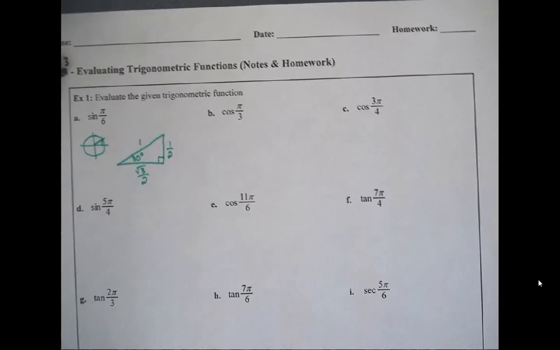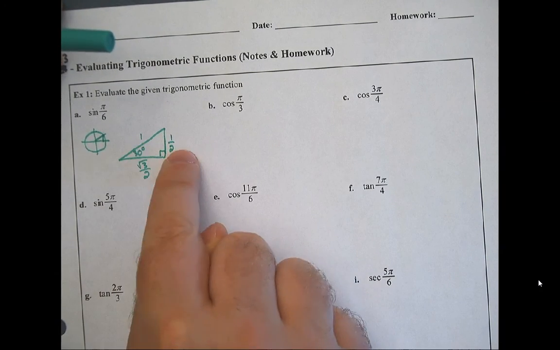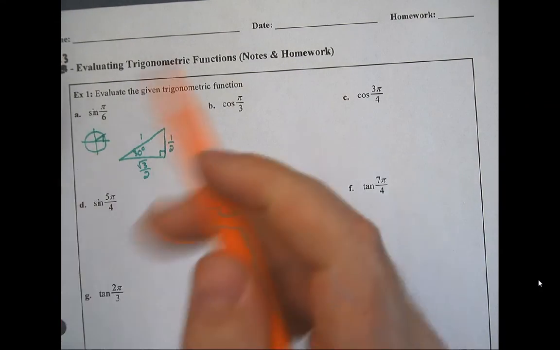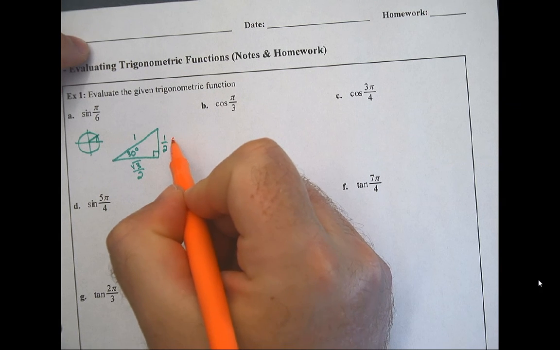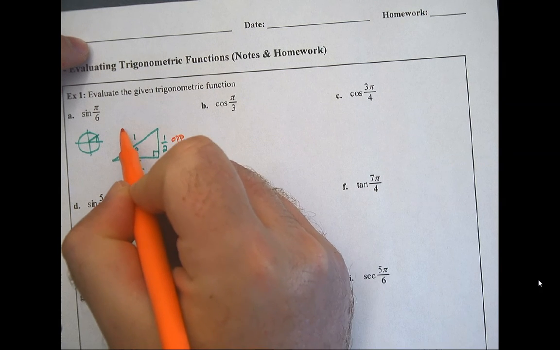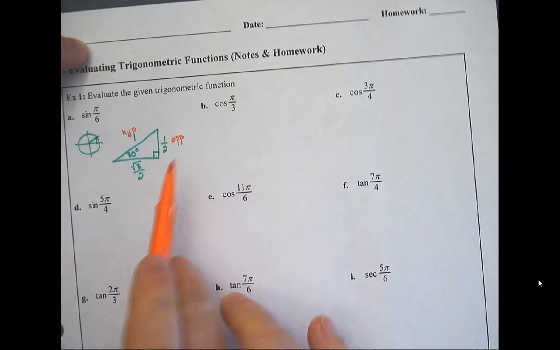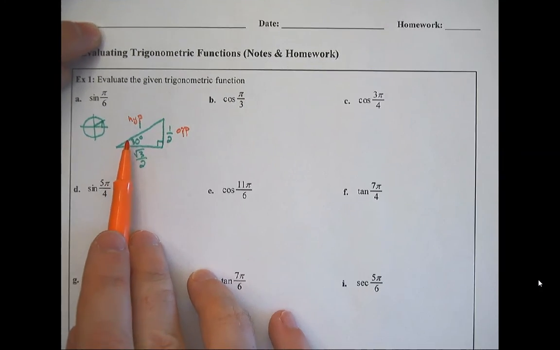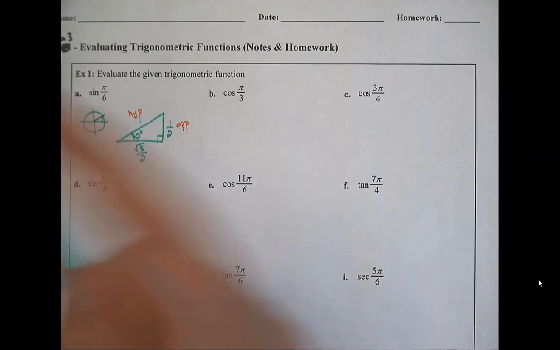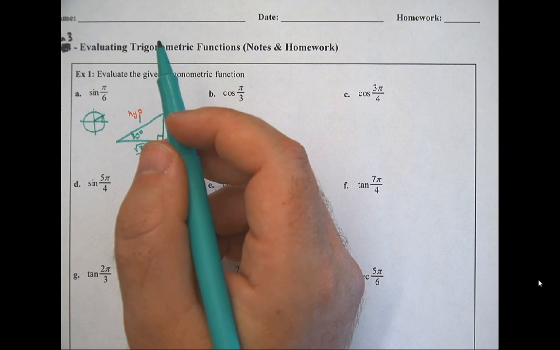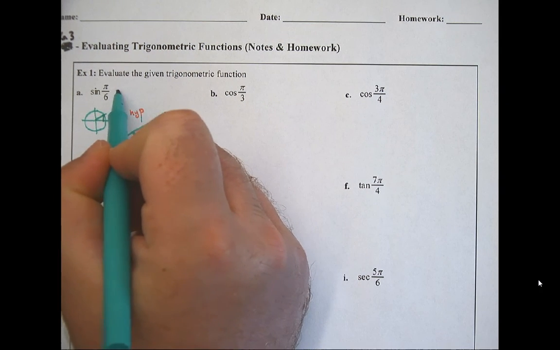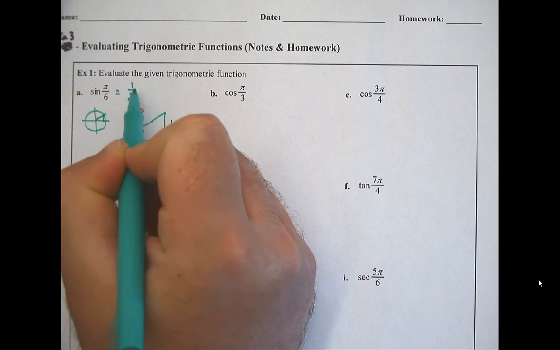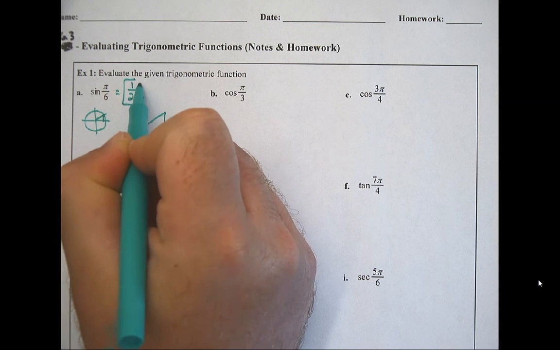Because when I do opposite over hypotenuse, that is going to be 1/2 divided by 1. And what's 1/2 divided by 1? It just ends up being 1/2. So what's the sine of pi over 6? The answer would be 1/2.